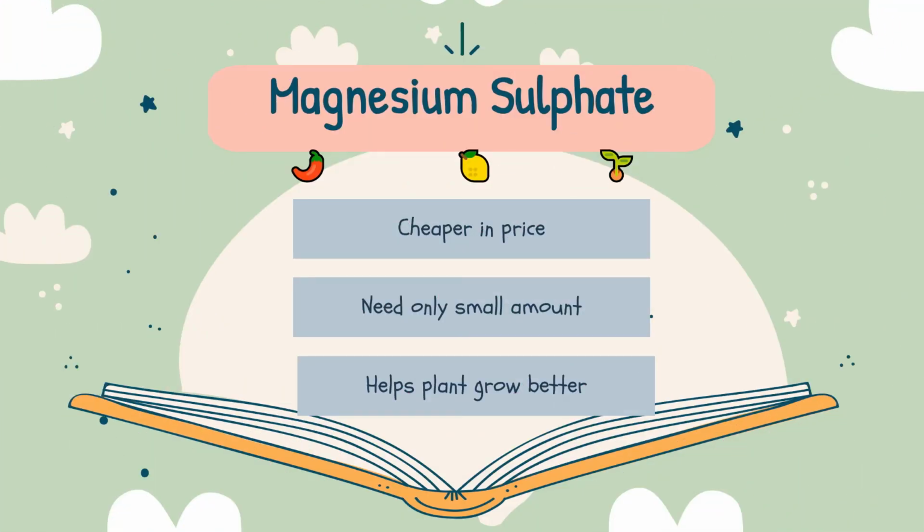Finally, we decided to use magnesium sulfate for each crop because it is more affordable, is needed in only a small amount, and helps plants grow better compared to magnesium oxide.